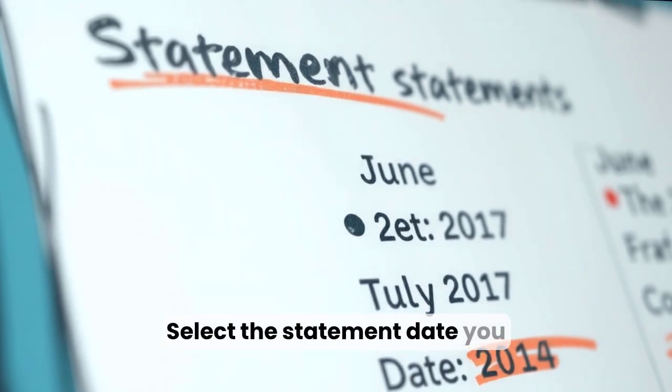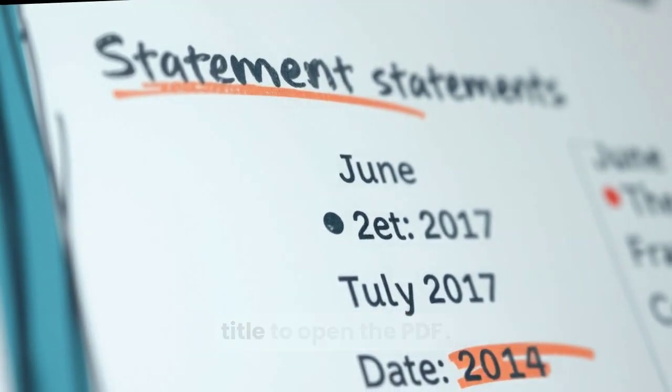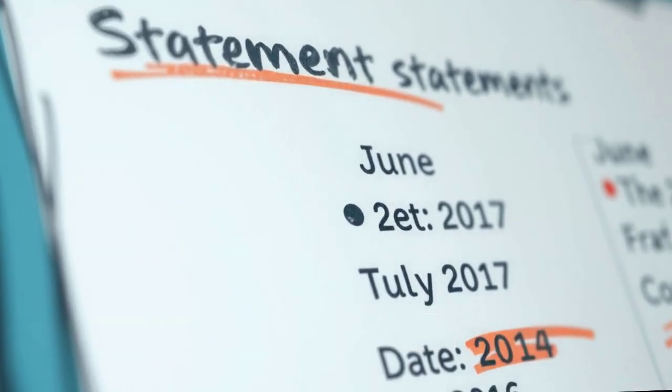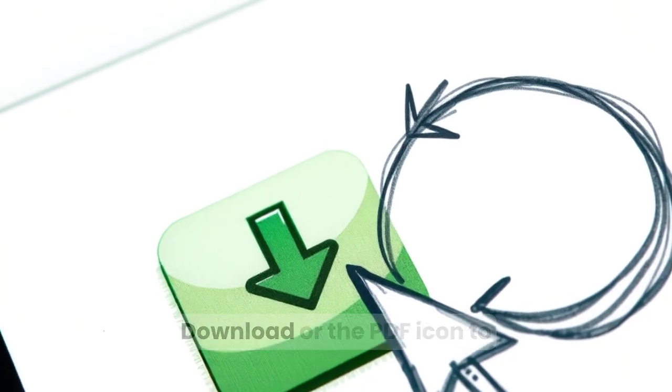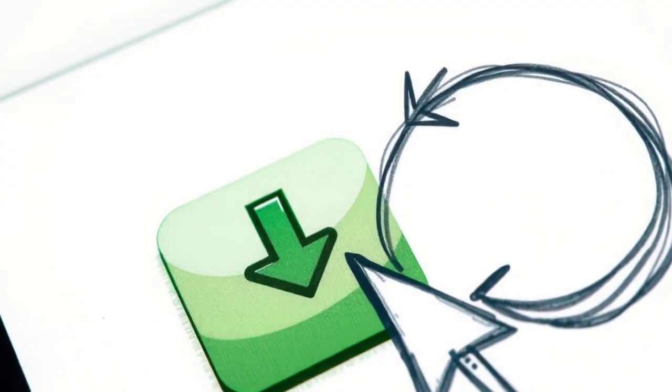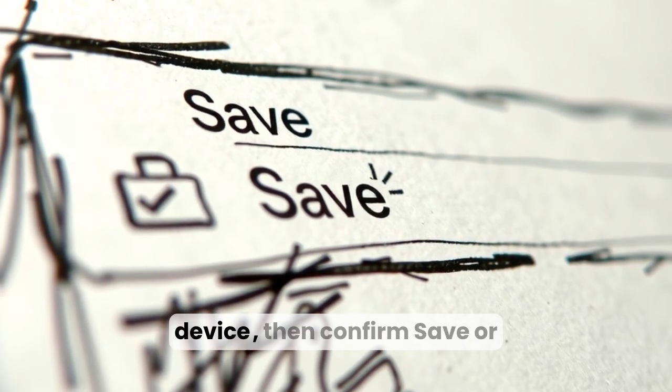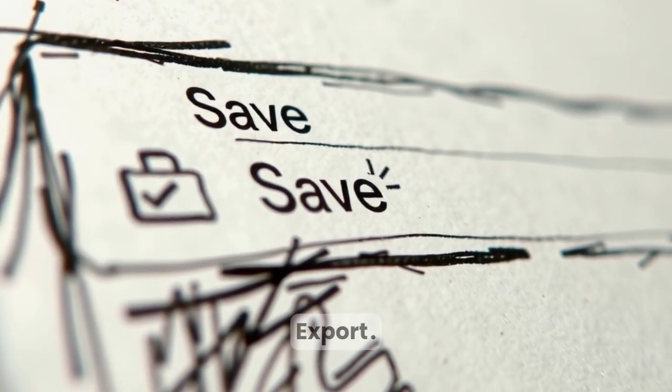Select the statement date you need, then click the statement title to open the PDF. With the statement open, click Download or the PDF icon to save a copy to your device. Choose a secure folder on your device, then confirm Save or Export.